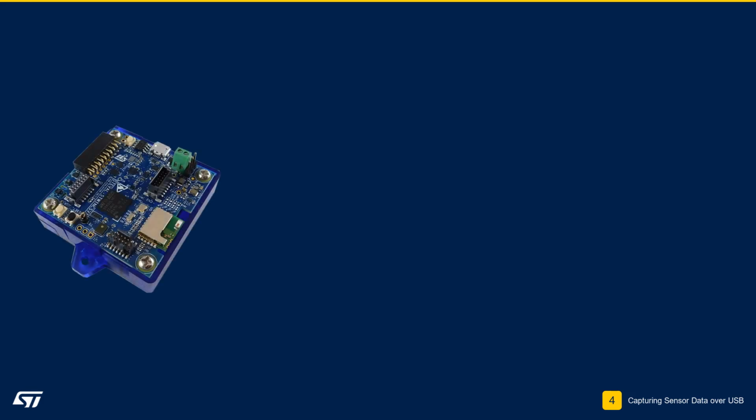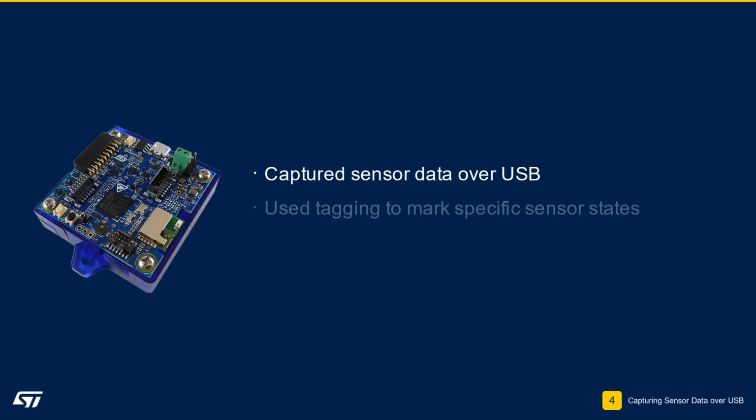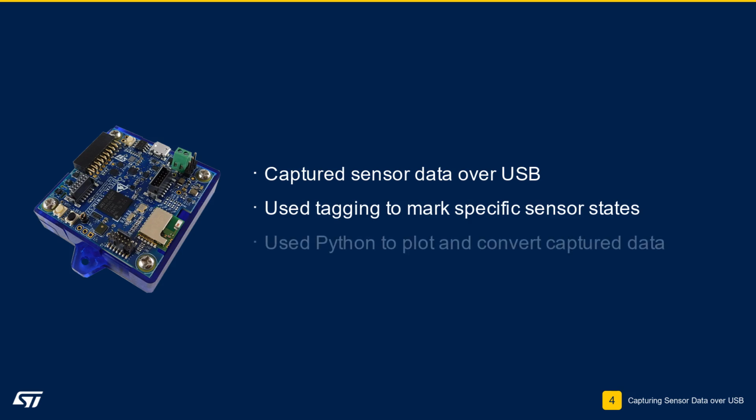In this module, we use the CLI application to capture sensor data over USB and use tagging to mark specific sensor states. Finally, we learned how to plot and convert our captured data using Python scripts. This concludes Module 4.